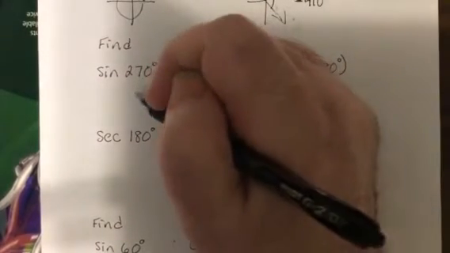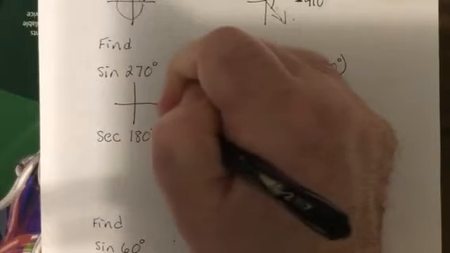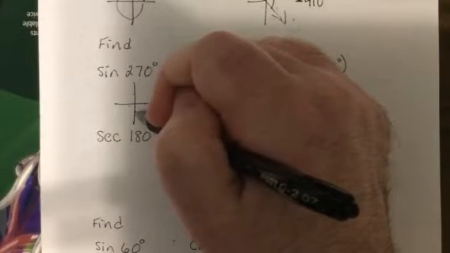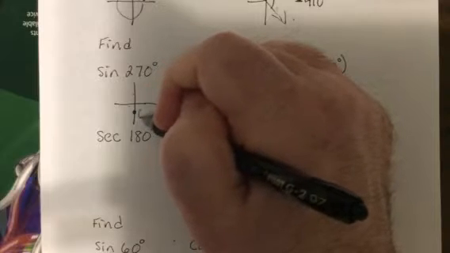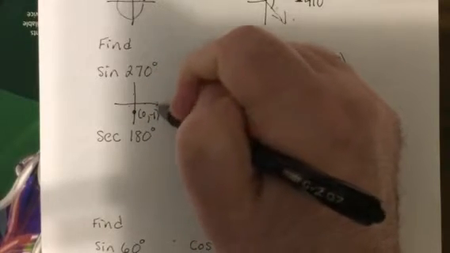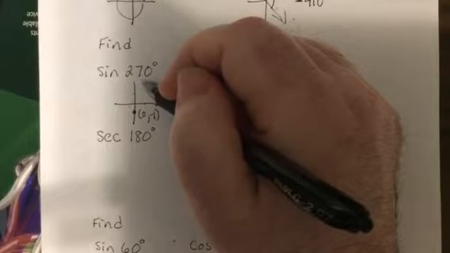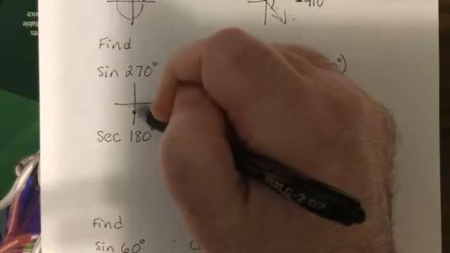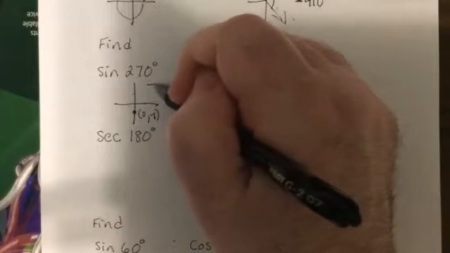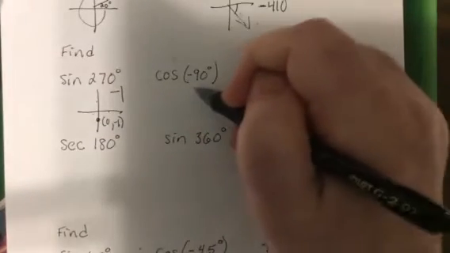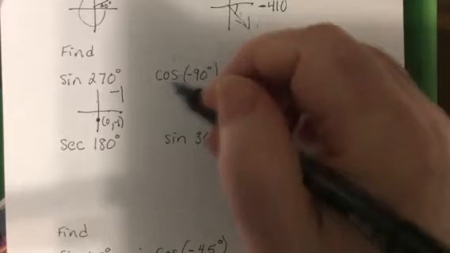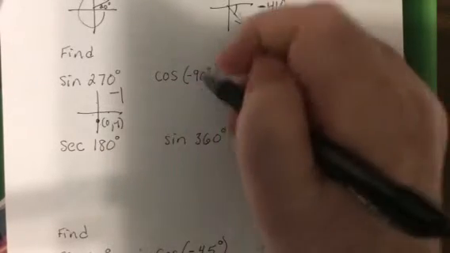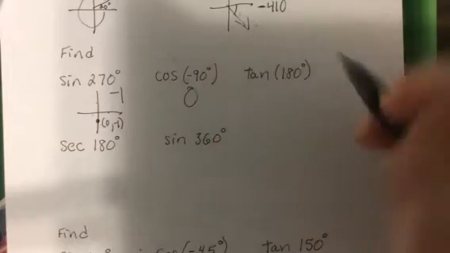So sine of 270. Now there's only 4 of these. 1, 2, 3, 4. So 270 is right here. That's 0, negative 1. Sine is y over r. Y is negative 1. R is always 1 if you pick the 1 unit from it. So negative 1. Negative 90 is actually the exact same location. And x is 0, so 0 divided by 1 is 0.